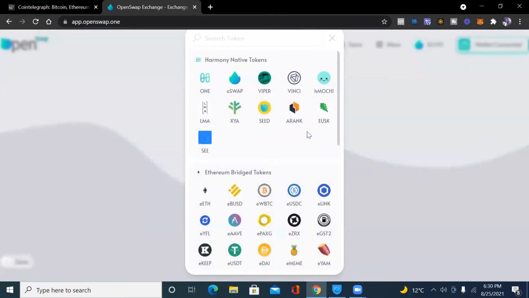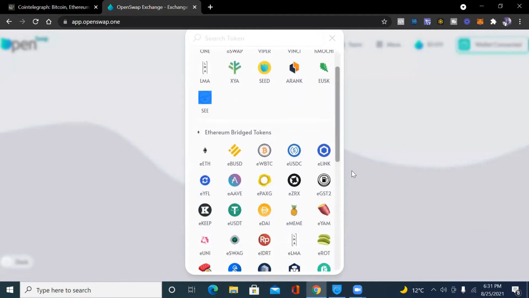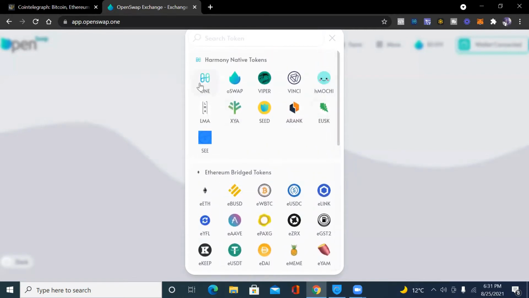So right now you have the Harmony native tokens, and you've got ONE, then of course OpenSwap, then Viper, Vinci, Moochie, Llama, XYA, and a few more. I don't know those three. I don't know C or the ARK, ARANK or EUSK. So those projects I've got to check out. But of course I know ONE, OpenSwap, Viper, Vinci, and Moochie.